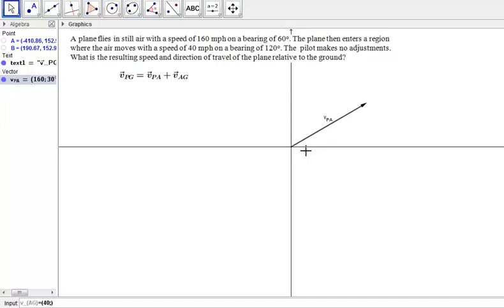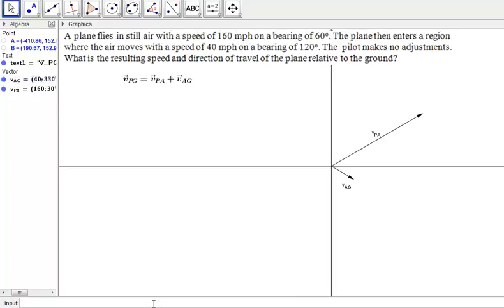So that's going to be 330 degrees. Notice 120 brings me 30 below here. So counterclockwise from here it's 330. All the way around here is 330. Coming this way it's 120. We can change the zoom a bit. So what we want is the sum of these two vectors. We want the velocity of the plane relative to the ground.